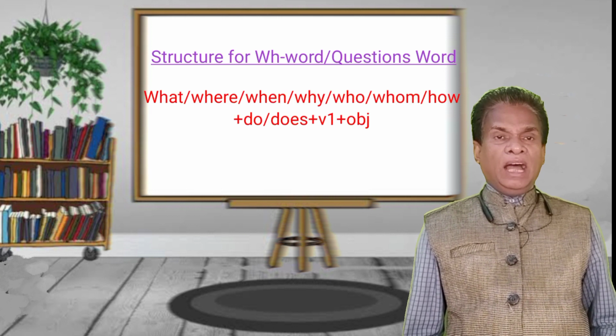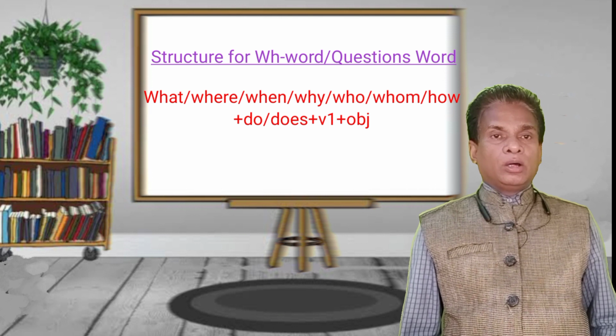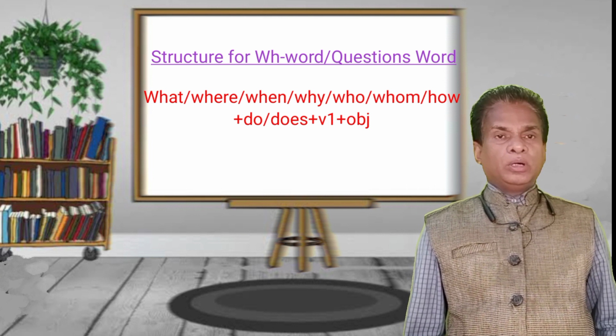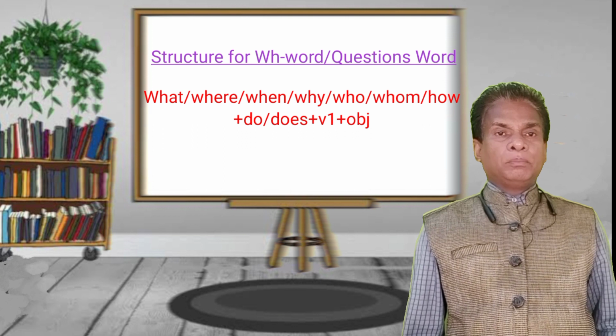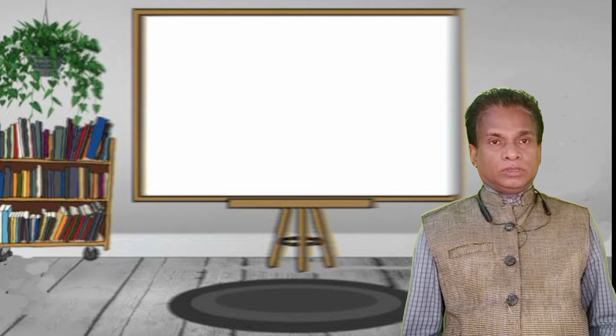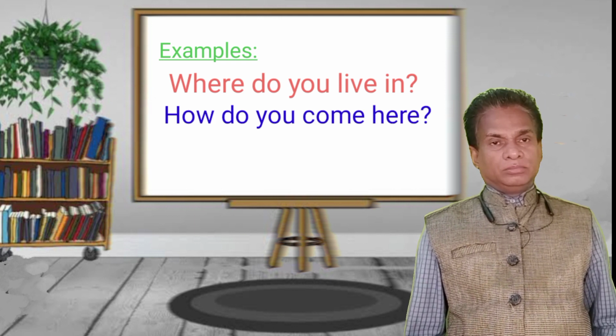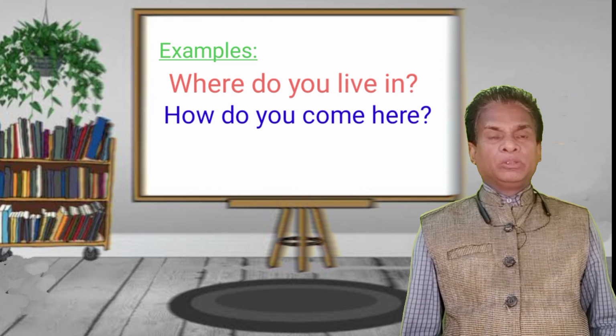Structure: what, where, when, which, who, whom, how, plus do/does plus subject plus V1 plus object. Where do you live? How do you come here? These sentences are WH questions.